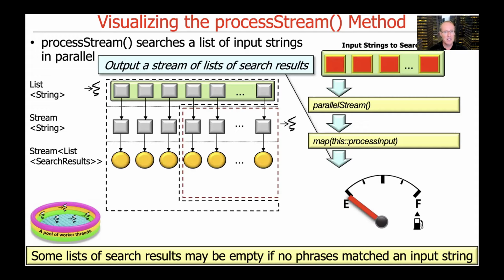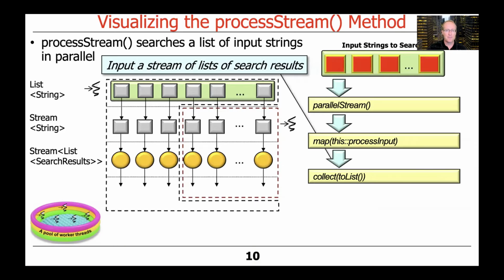And keep in mind that some of these lists of search results will in fact be empty, because if we're trying to look for certain phrases in certain works of Shakespeare, we're not going to get a match. So we're going to have a list of empty search results. And that'll become important later when we talk about the printPhrases method, which is going to be used to go through and get rid of all the empty lists of search results by using the flatMap method.